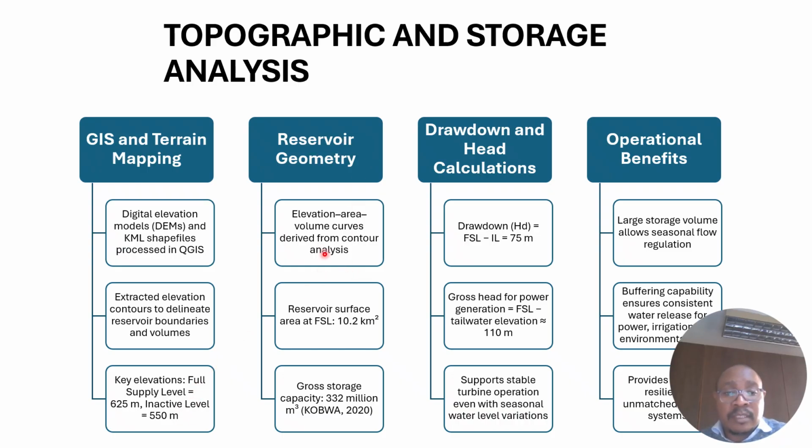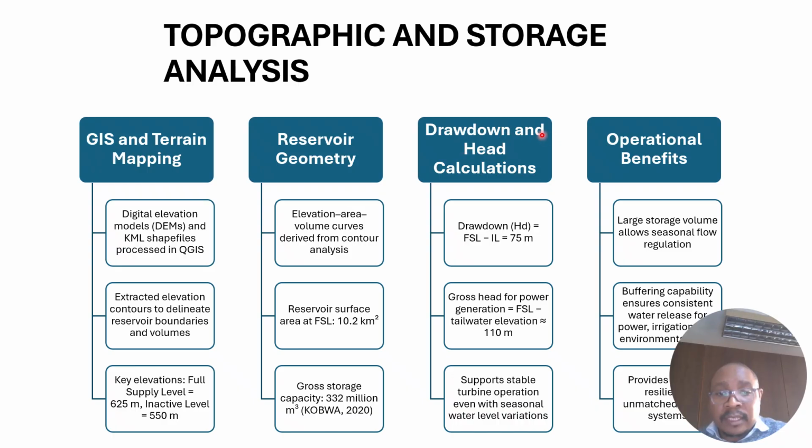On the reservoir geometry, the elevation-area-volume curve is derived from the contour analysis. And then the reservoir surface area at the full supply level is equal to 10.2 square kilometers. And then the gross storage capacity, as I said, is equal to 332 million cubic meters.